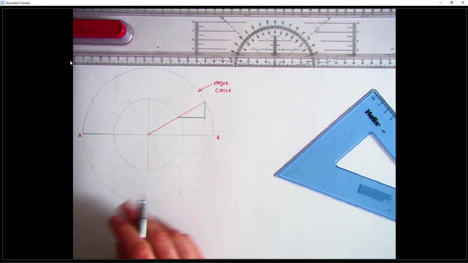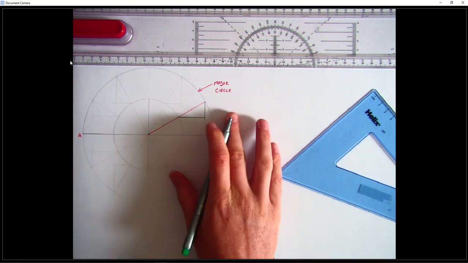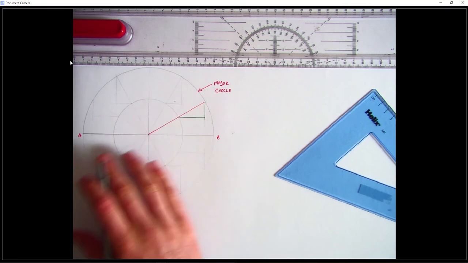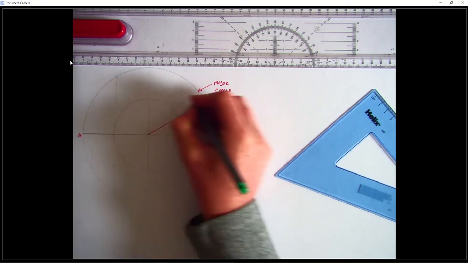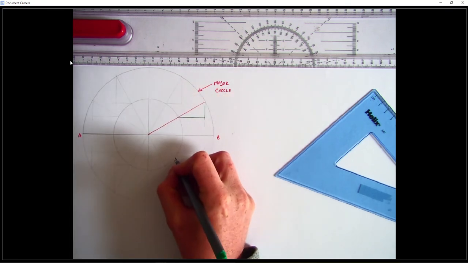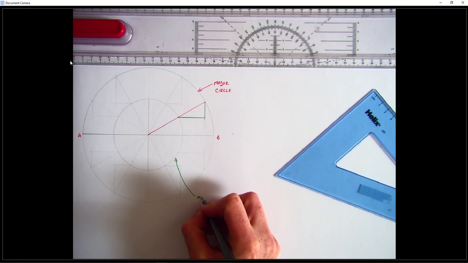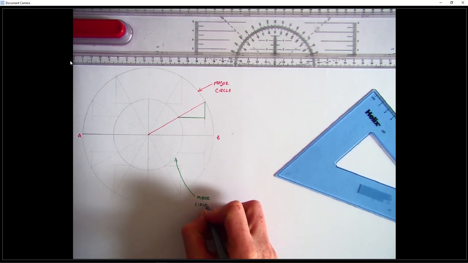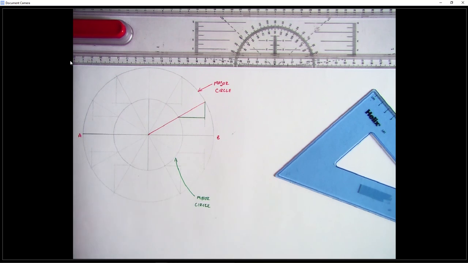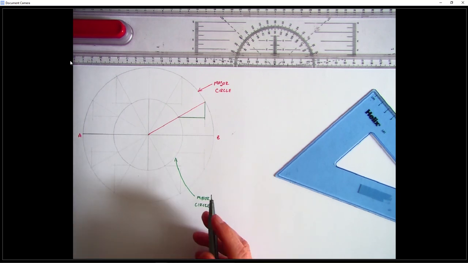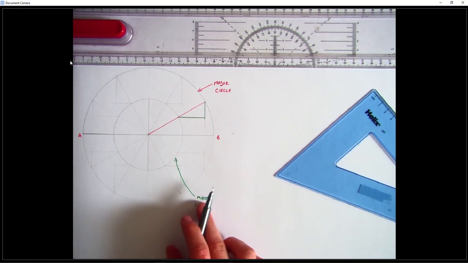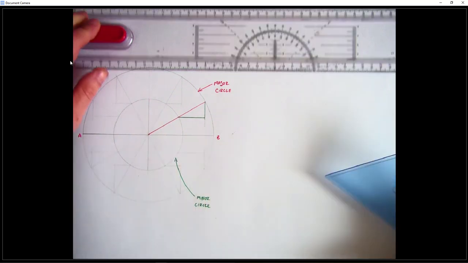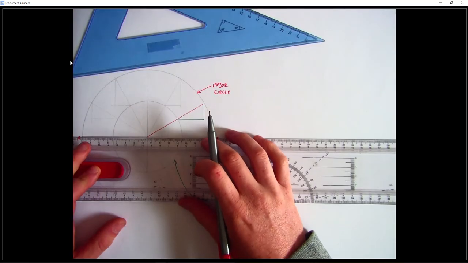The next thing is we need to identify the minor circle. Once we have the major circle, we know major is big. The minor circle, the minor is the small one. So this circle in here is going to be the minor circle. Now, the minor axis is the diameter of that circle. An important thing to note.